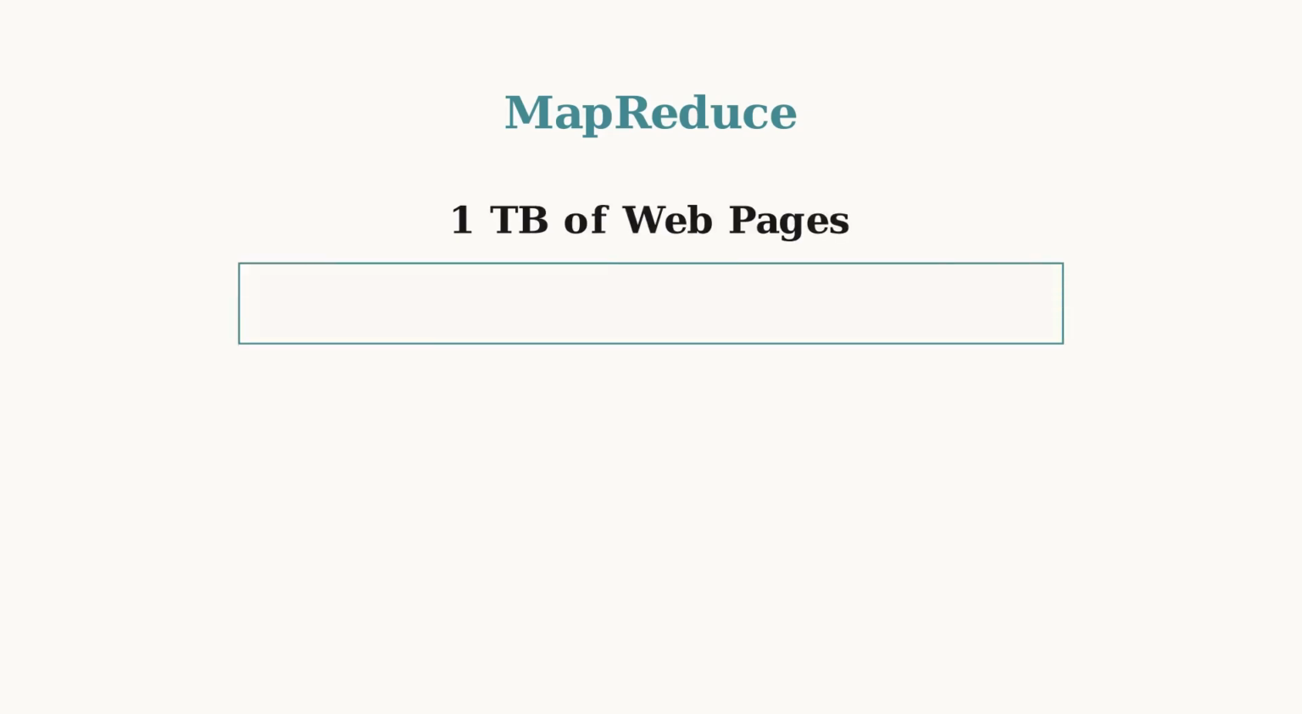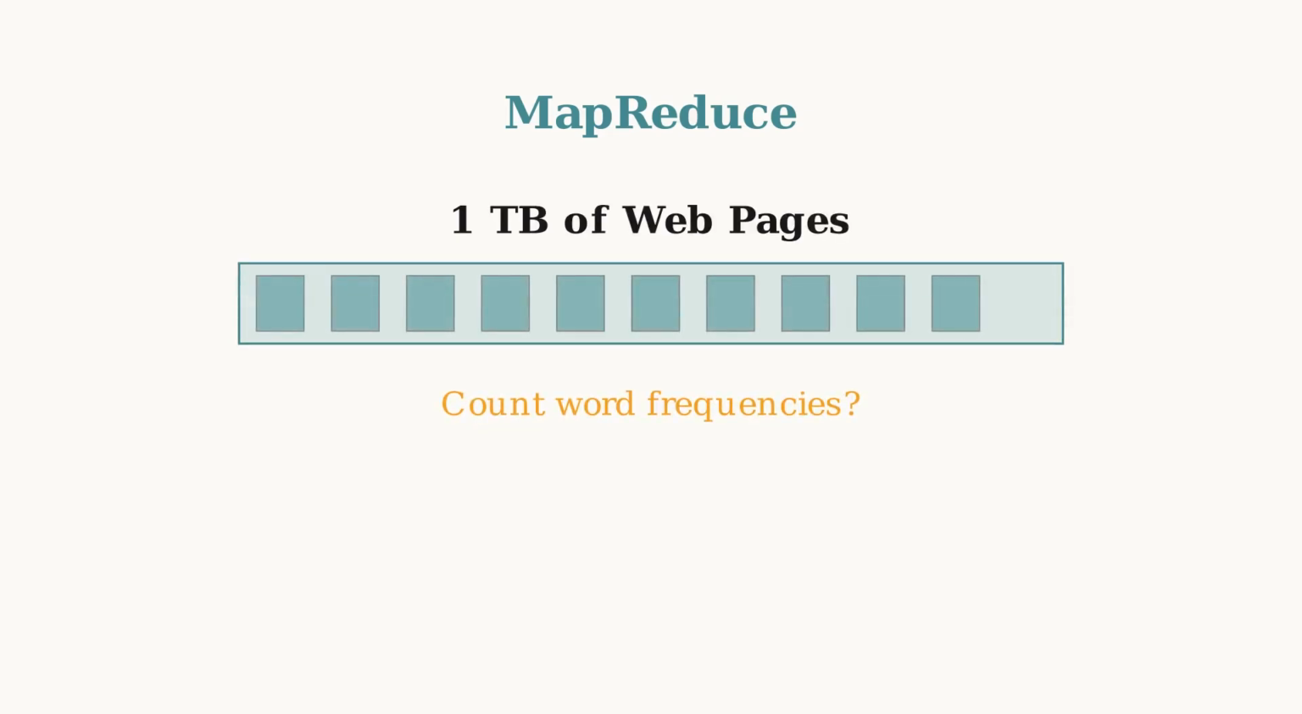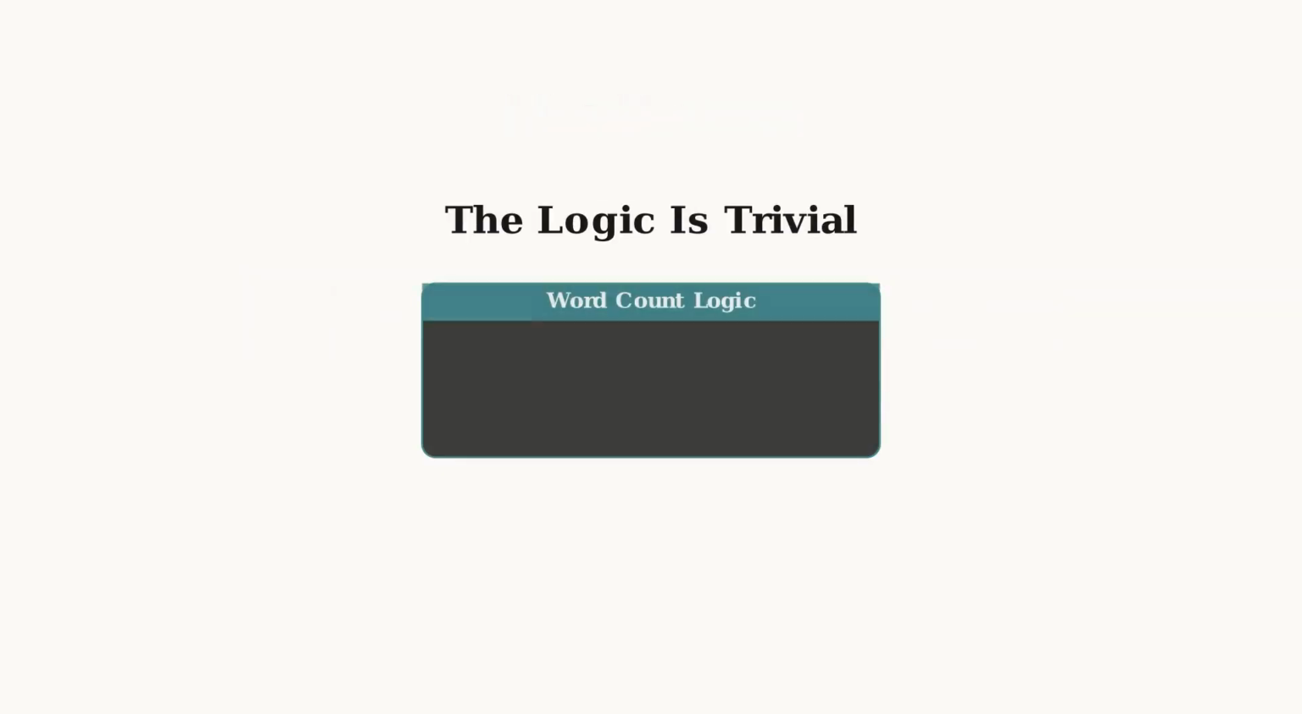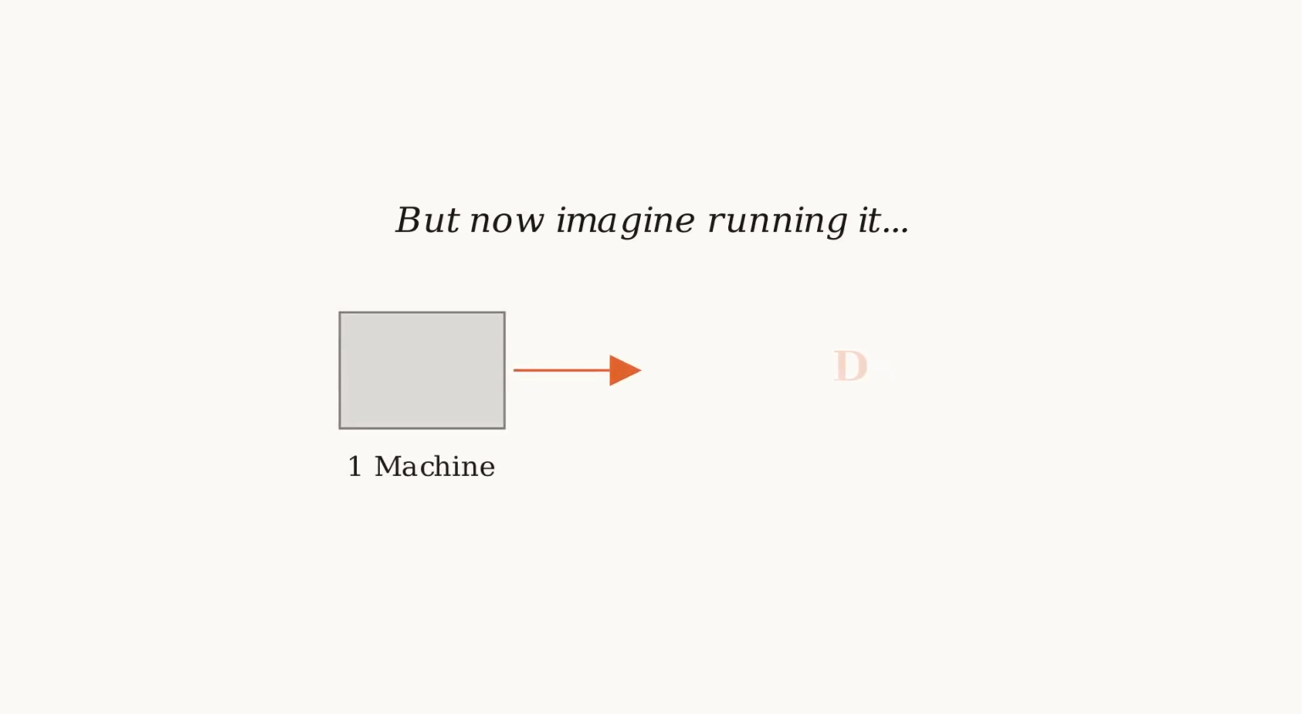Imagine you have a terabyte of web pages. You want to count how many times each word appears. The logic is trivial. A first-year student could write it in 10 lines. But now imagine running it. One machine will take days. So you split the work across 1,000 machines.